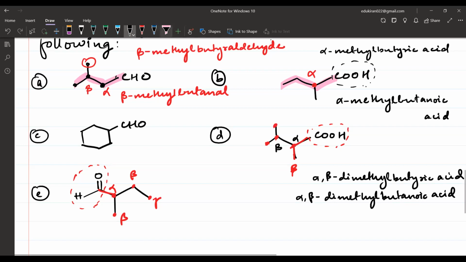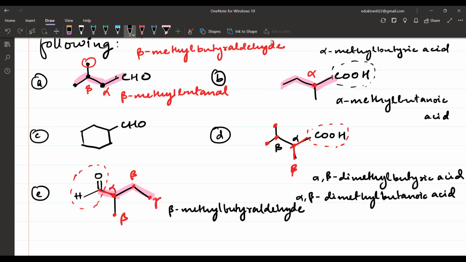Here it is going to be alpha carbon having a methyl group here. And in total, we have 1, 2, 3, 4 carbon atoms. So this is going to be beta methyl butyraldehyde. Okay. So main thing is that you don't have to write the names in such way.